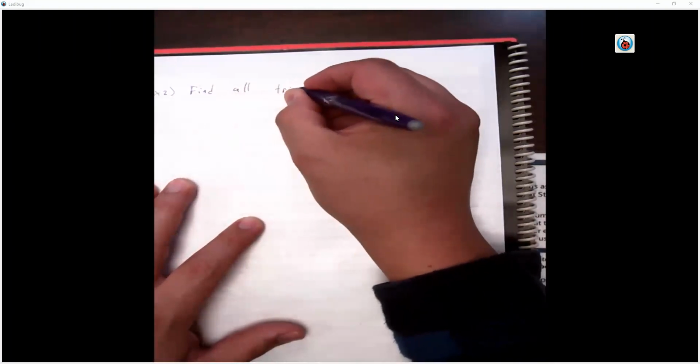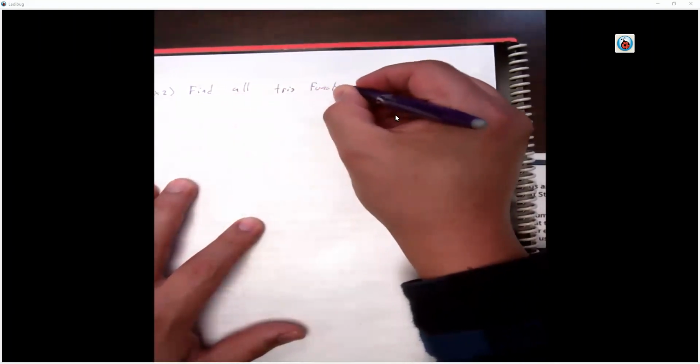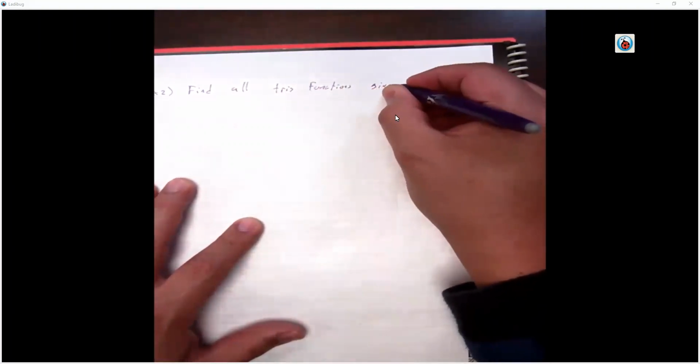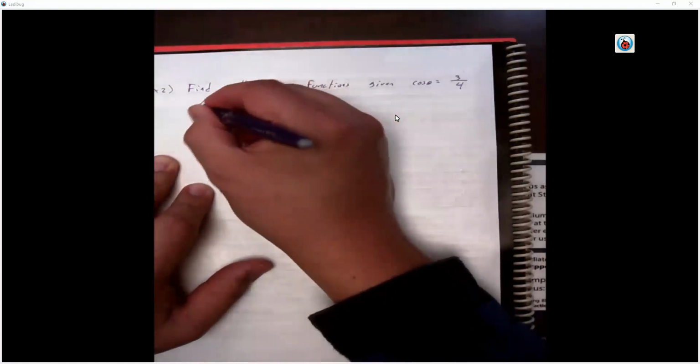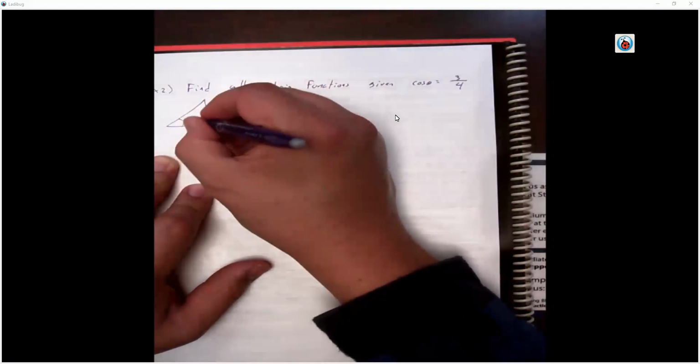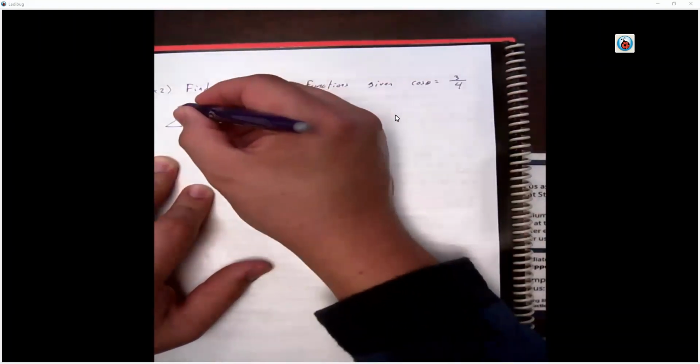Example 2 is going to be the same thing. It's just instead of giving you a triangle, you have to make it yourself. Find all trig functions, given that cosine is 3/4. So that's all you're given to build a triangle yourself. So remember that the cosine is adjacent over hypotenuse, right? So we got those two pieces. So adjacent, hypotenuse.